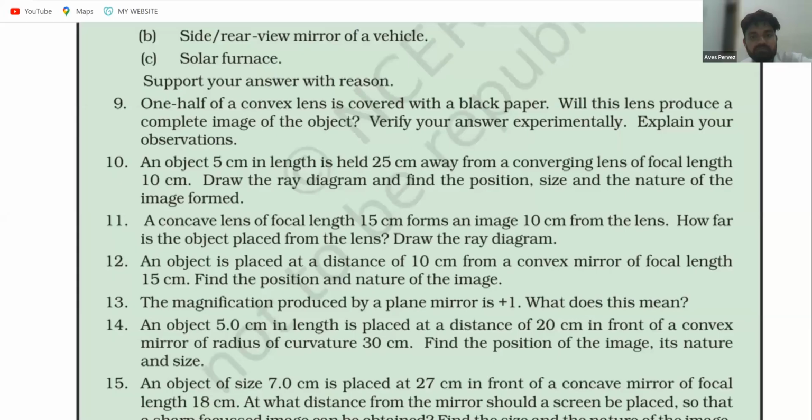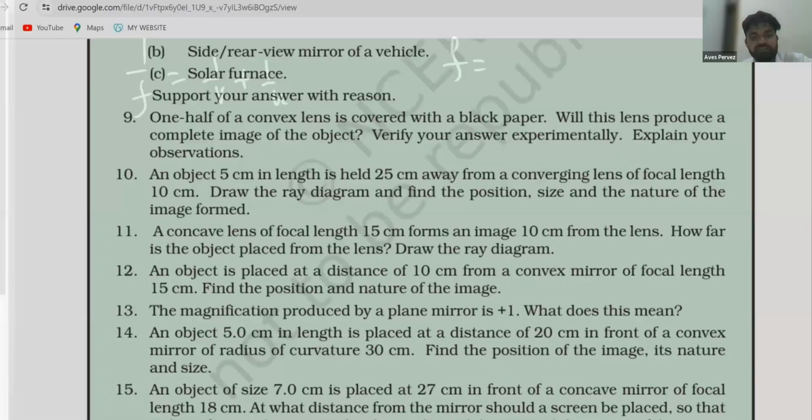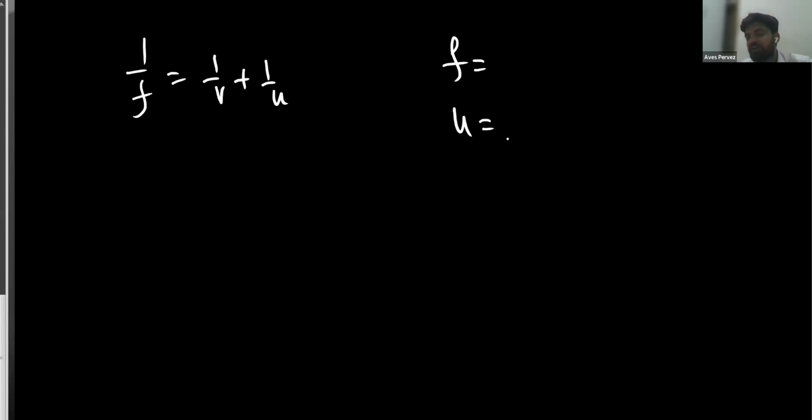Are we done? Yes, sir. Once again. Done? No, so one second. It is being given the focal length is 15, and the object distance is 10. So will you take the object distance as positive 10 or negative 10? Negative 10. And that of focal length? Positive 15. Why? Because it is a convex mirror.